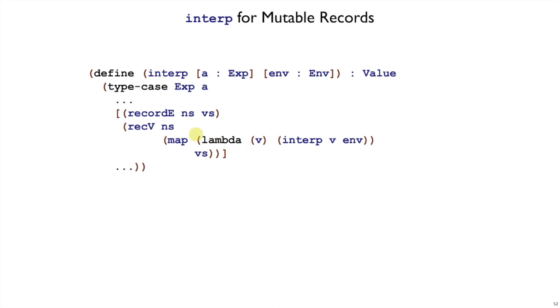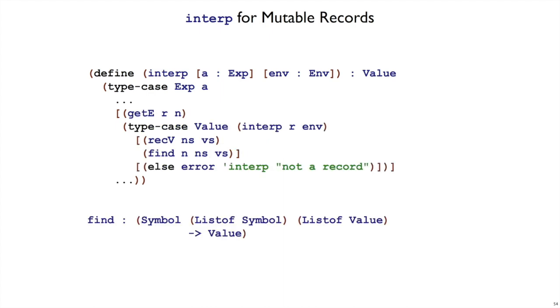We used to have in our interpreter record E, the interp for that would map interp over the value expressions, and we still need to do that much work, but our recV wants names and a list of boxes of values, not just a list of values. So we need to box each of these individual values, and we can do that by just adding a box around the call to interp. So again, what this is doing is interpreting each field's expression, and then it's allocating some memory in the form of a box to hold that value for each individual field.